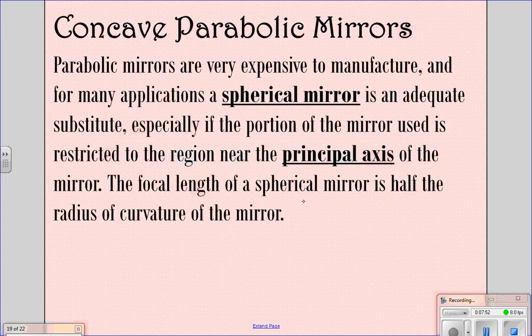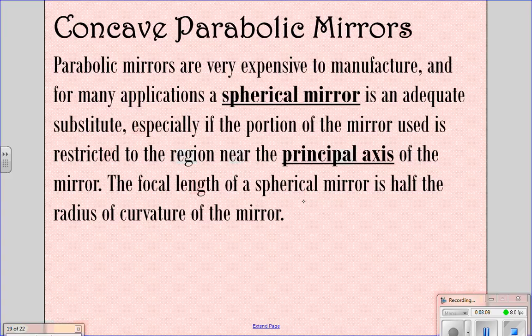So the focal length of a spherical mirror is half the radius of the curvature of the mirror. And that is something that you are going to need to work these problems. You can write that on your note card if you would like. The focal length of a spherical mirror is half the radius of the curvature of the mirror.